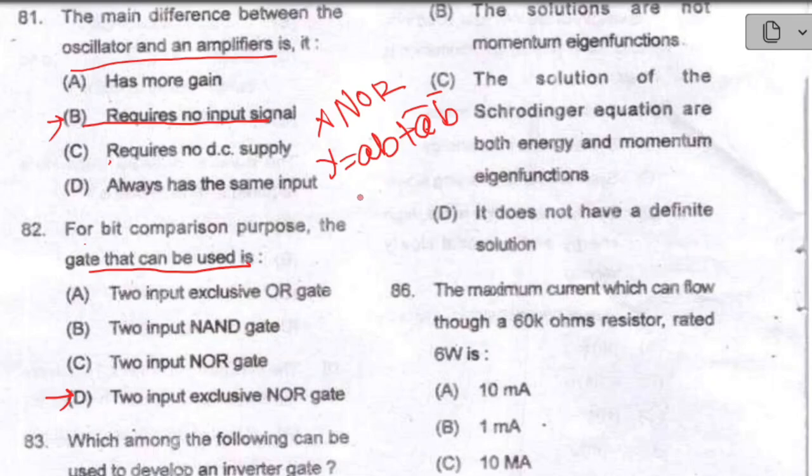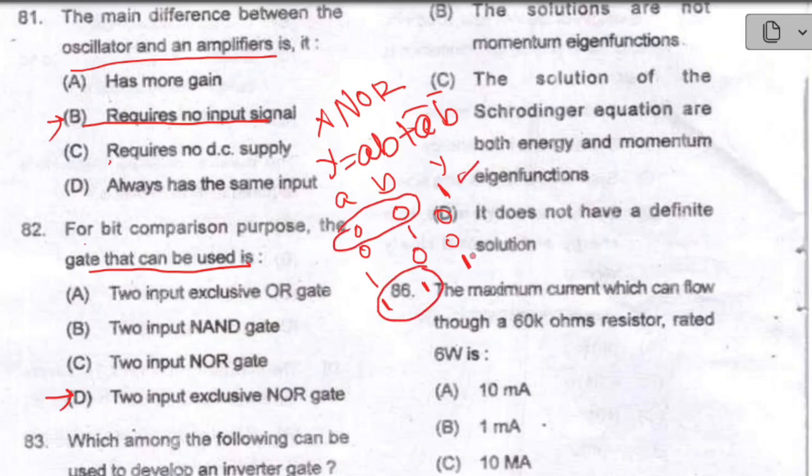If you see its truth table, A, B, Y: for 0, 0 it is 1, that means when both inputs are low, it is high. For 0, 1, it is 0. For 1, 0, it is 0. And for 1, 1, again it is high. So when both inputs are low, output is high, and when both inputs are high, output is high. So this XNOR is used for the comparison purpose.